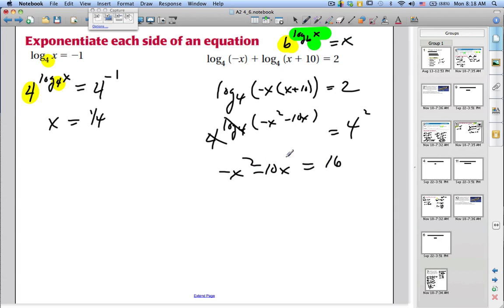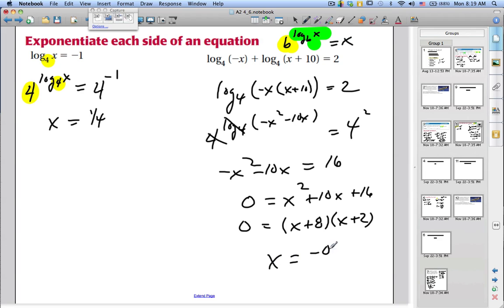Quadratic function, so I'm going to put it all on one side, make it equal 0. I add x squared and I add 10x, and now I want to factor this. So I want factors of 16 that add up to be 10. That would be 2 and 8. And then x will be equal to negative 8 and negative 2.